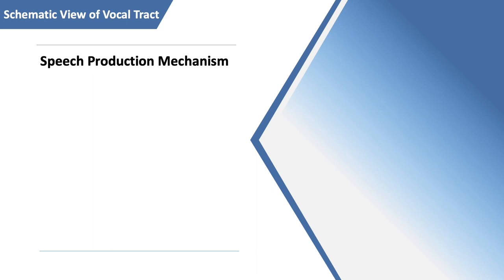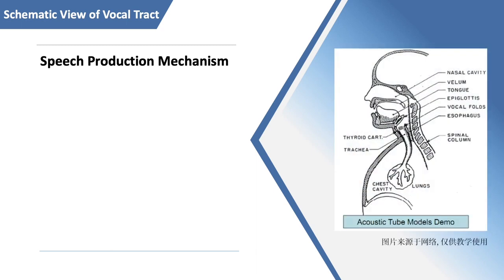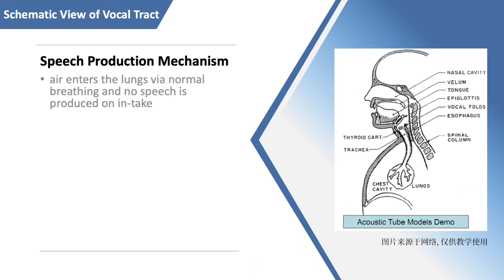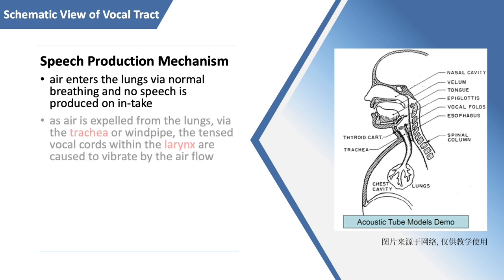As shown in the acoustic tube model demo, generally, air enters the lungs, where normal breathing occurs and no speech is produced on intake. As air is expelled from the lungs through the trachea or windpipe, the tensed vocal cords within the larynx are caused to vibrate by the airflow.